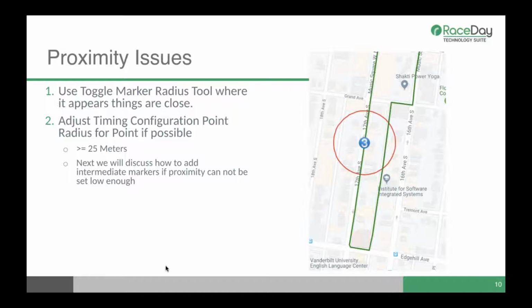The first one we're going to talk about is proximity issues. When I go through the example, I'll explain proximity issues a little bit more, so it's more visual. You can use the toggle marker radius tool to view if there is a proximity issue at each marker. If a proximity issue is identified, you can adjust the radius column in the timing configuration for that marker, and you can drop the radius as low as 25 meters. And then we'll discuss how to add an intermediate marker if proximity can't be set low enough.